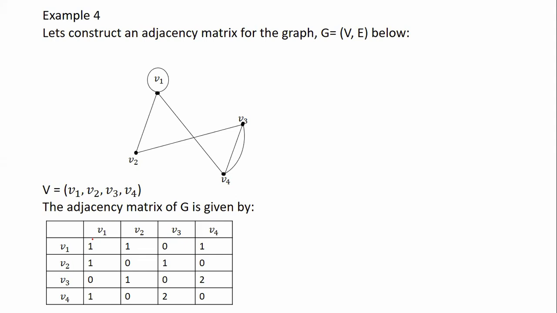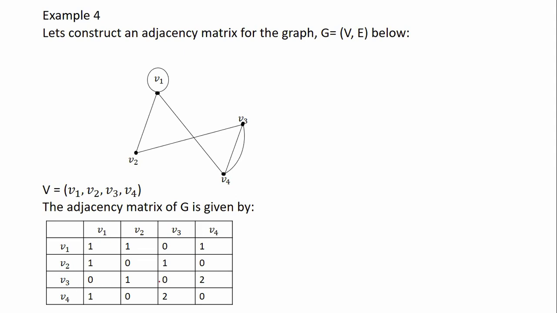Again, I said if you have an undirected graph, then the adjacency matrix should be symmetrical. Let's check if it's true. Now let's go to V1, V2, it's 1. Therefore, V2, V1 must also give you 1. So you have V2, V1 is also 1. It's okay, that is symmetric. V1, V4 is 1. Therefore, V4, V1 must also be 1. Is that okay? Yes, sir.